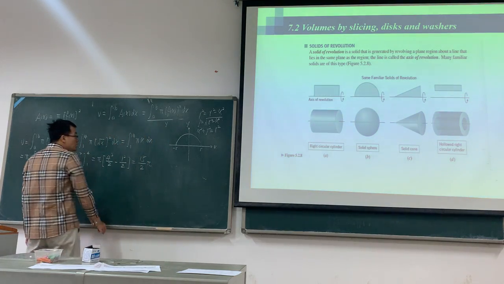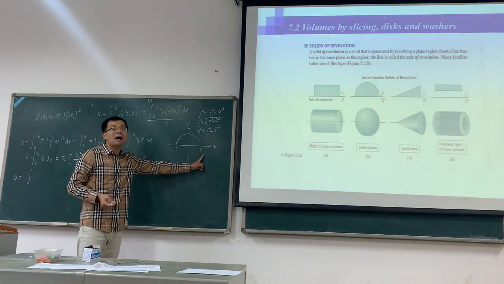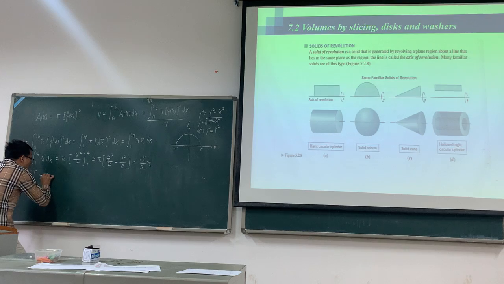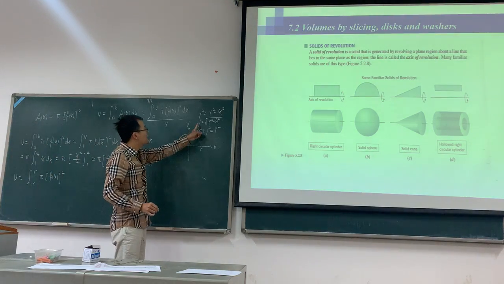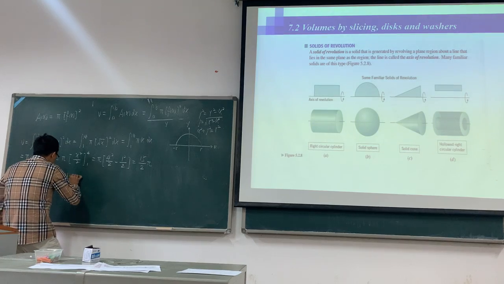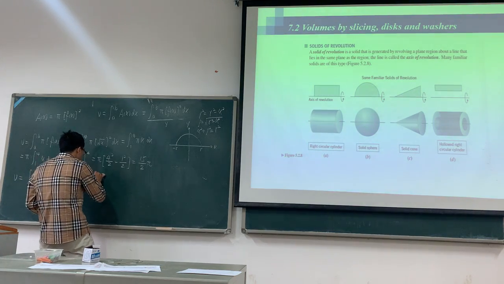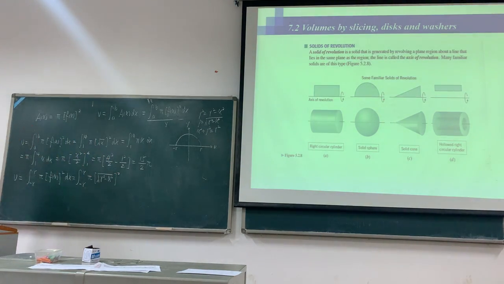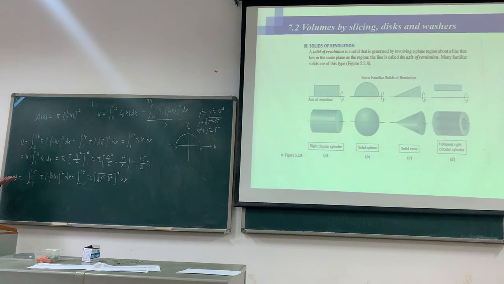So here we use the formula. V equals the integral from minus r to r of pi f(x) squared. Here f(x) is y, so this equals the integral from minus r to r of pi times the square root of r squared minus x squared, the whole squared, dx. So this is the formula.